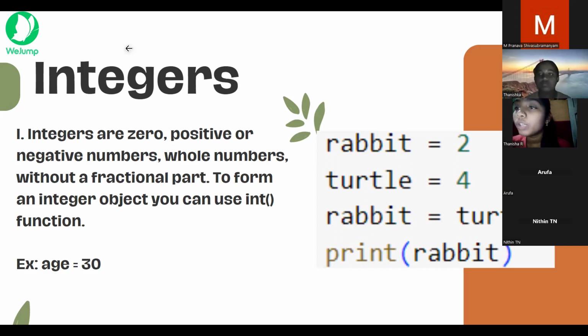Rabbit value is 2, right? Turtle value is 4. Rabbit equals turtle. It means in Python, the right side value goes to the left side. So the turtle value goes to rabbit. Print rabbit. What is the output? Can anyone say what's the output? Output will be 4. Yeah, correct.